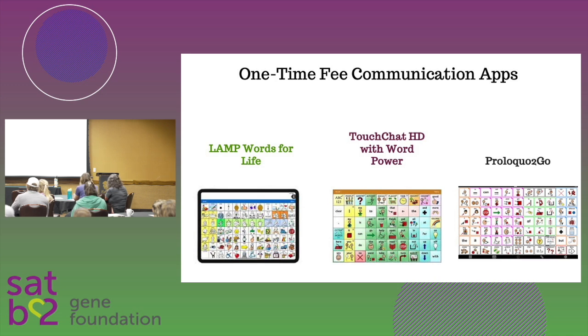ProLoCo2Go has a lot of the same features as these. A lot of categories down here. The thing with some of these other ones is why I am just a little bit biased toward Landboards for Life. I'm not a user, so who am I to say? I'm just a therapist, but I can say whatever I want, get to whatever I want in three hits or less on Landboards for Life, whereas ProLoCo, sometimes it takes me six. So I'm clicking six times until I get to what I want to say, and that's just not as efficient.